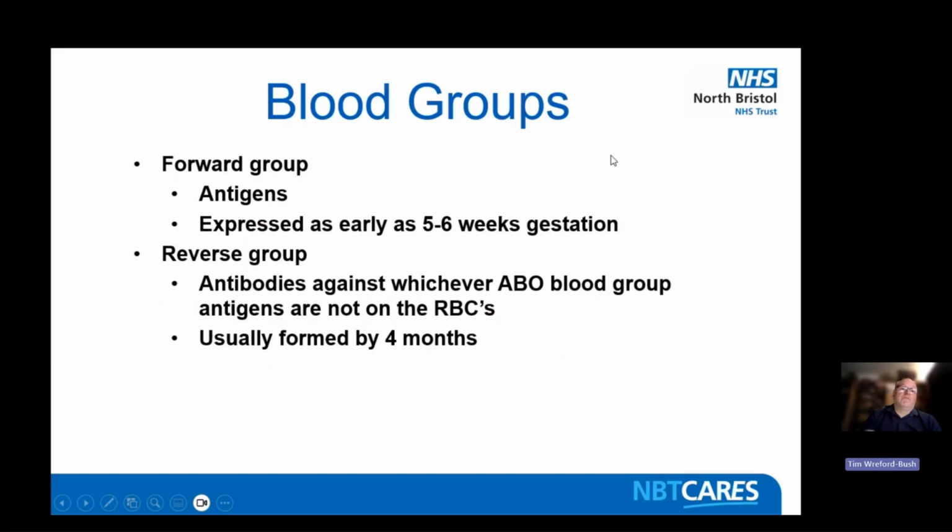So we have 4 groups. These are looking at the antigens. They're expressed as early as 5 to 6 weeks gestation, and that's the ABO ones, of course, I'm talking about. And then we have a reverse group. These are antibodies against whichever ABO group you are lacking on your red cells. They're usually formed by about 4 months, usually from maybe bacteria in your gut and things like that, from exposure.